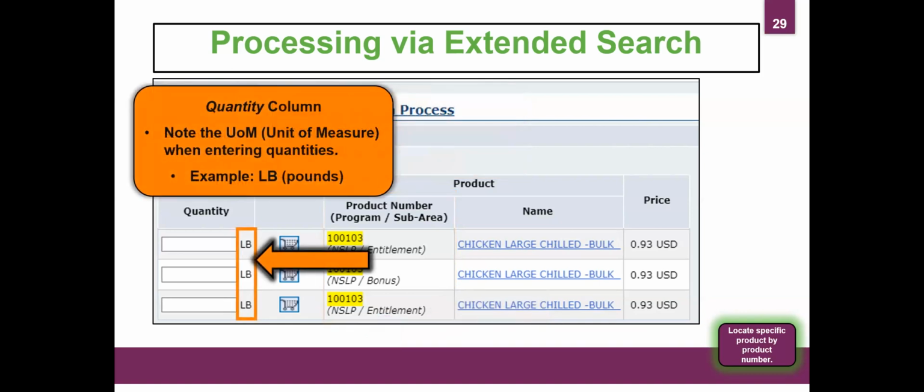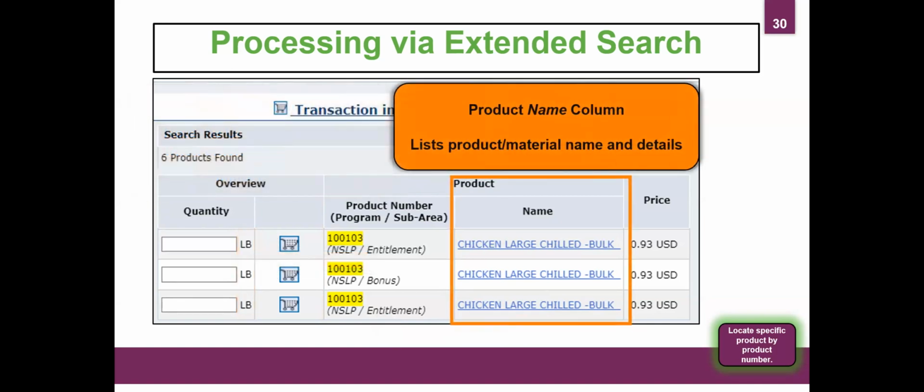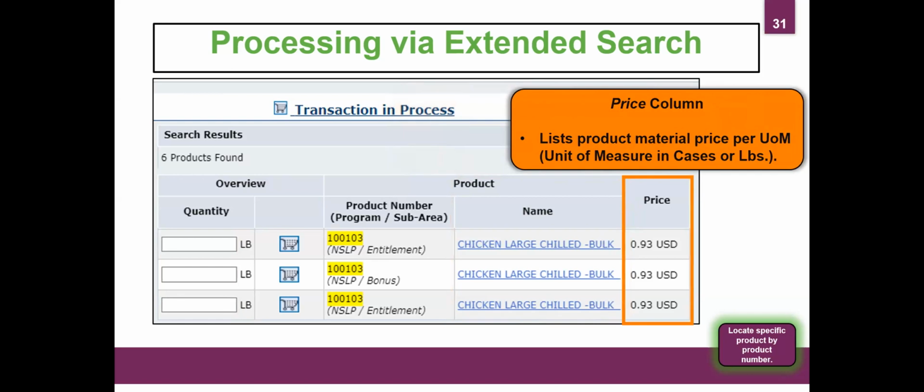So this pulls up our unit of measure as well. So for our chicken, we're in pounds. We're just verifying that all of the information matches. So this is kind of our process for checking. Was I looking for the large chilled chicken? Make sure that descriptive information is there. There's our price, the material price per unit of measurement, either in cases or pounds. And as we said, this one is in pounds.